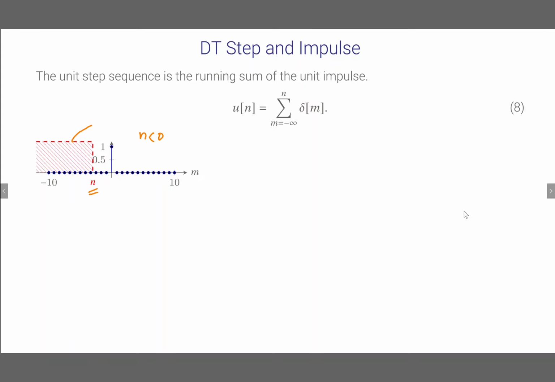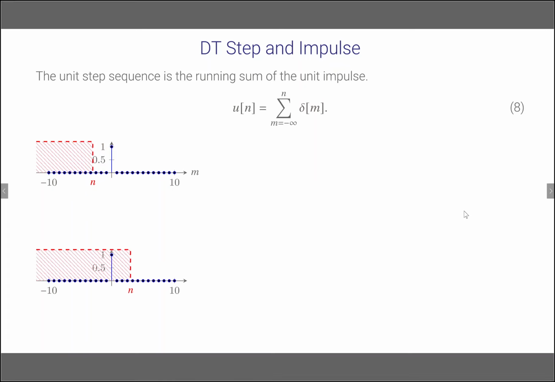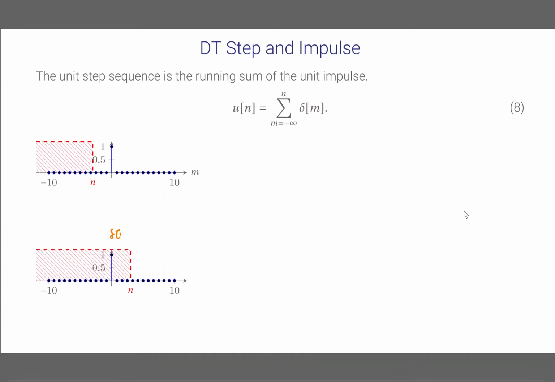So now this signal is delta[m]. You can see the summing region does not capture the sample at 1. But when n is greater than 0, the summing area captures that sample at 1. So here the sum is 0. Here the sum is equal to 1. So you can see you can obtain u[n] with this running sum.